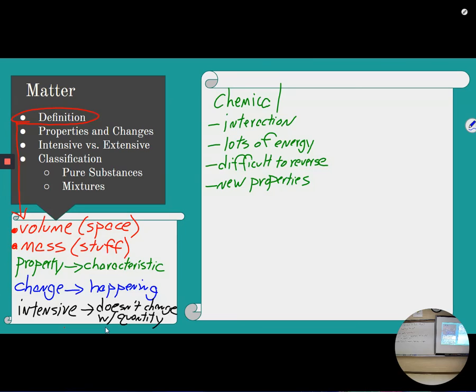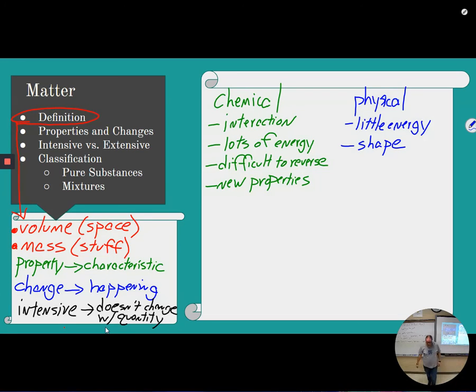Physical, on the other hand, you can observe physical properties without doing anything else to it, okay? So they can be observed alone. Physical changes, we're talking little energy. Typically, a physical change is just a change in shape.